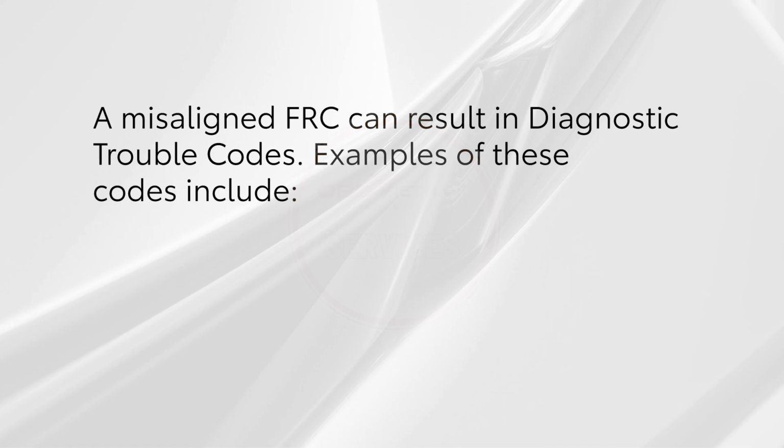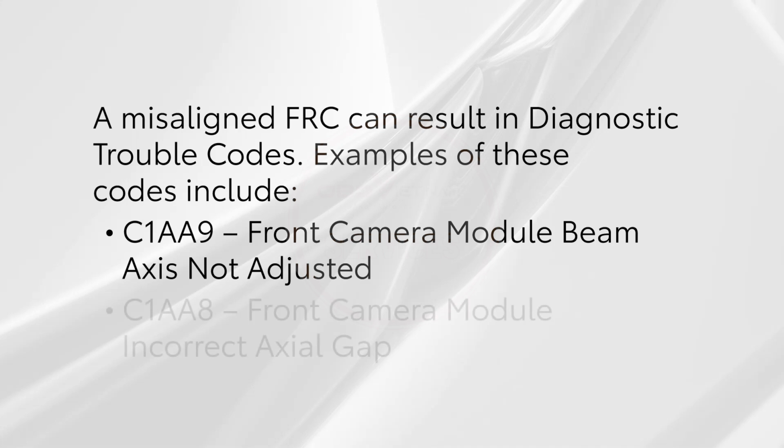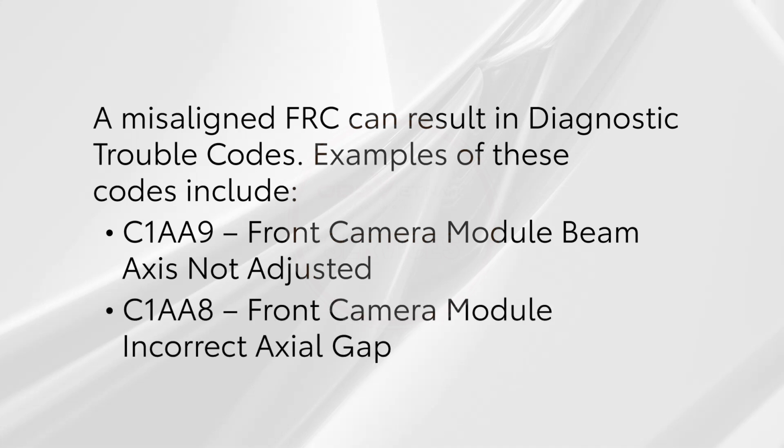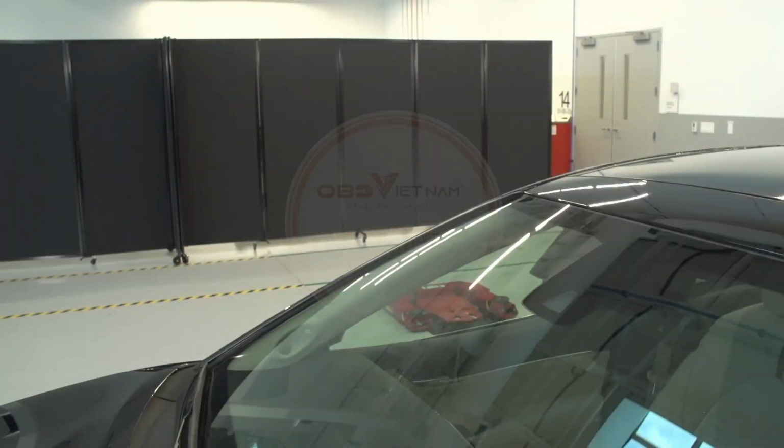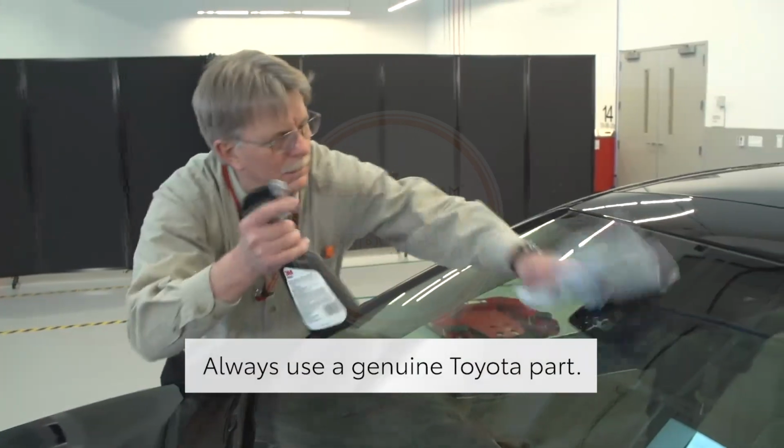Examples of these codes include C1AA9, front camera module beam axis not adjusted; C1AA8, front camera module incorrect axial gap. The result of not performing a calibration when required by the repair manual, or not performing the calibration accurately, will be the DTC shown. Whenever replacing, removing, or installing the windshield, always use a genuine Toyota part.